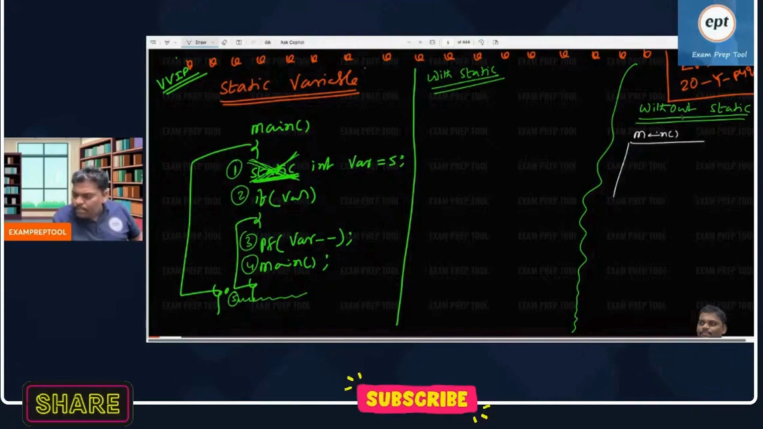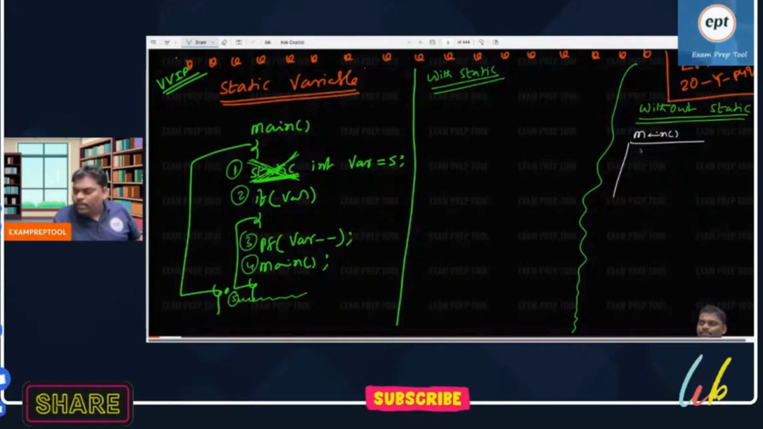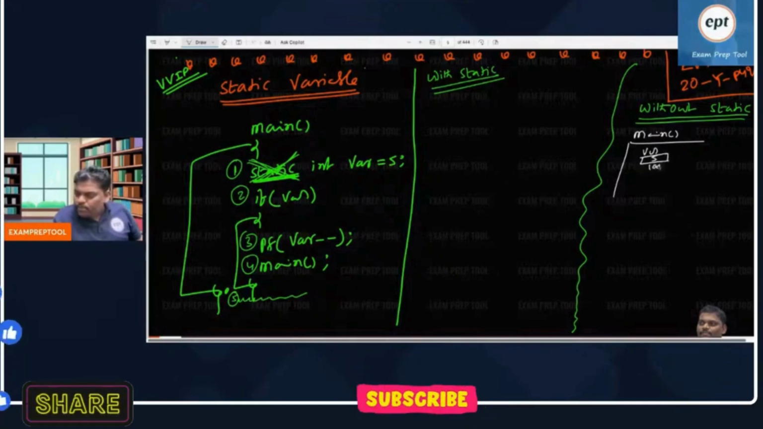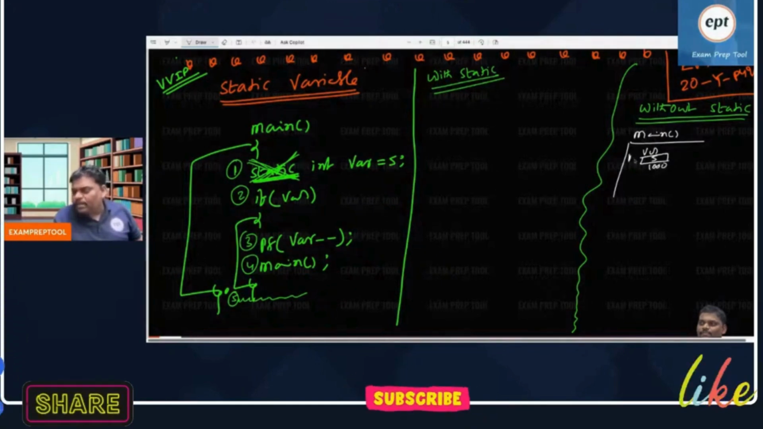Totally 5 statements. I am executing without static. Main function is called. See the first line: int where = 5. I think it is a declaration. Memory will be allocated for where, value is 5, address 1000. First line over. Main function is called, first declaration, memory allocated. So the first line is completed.